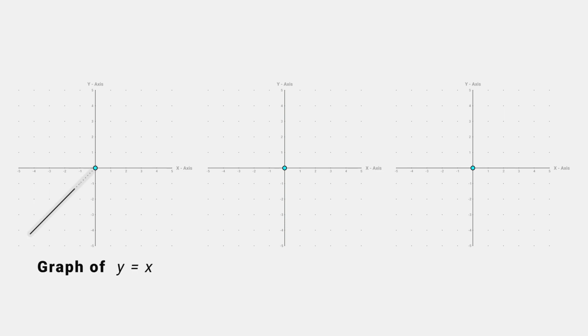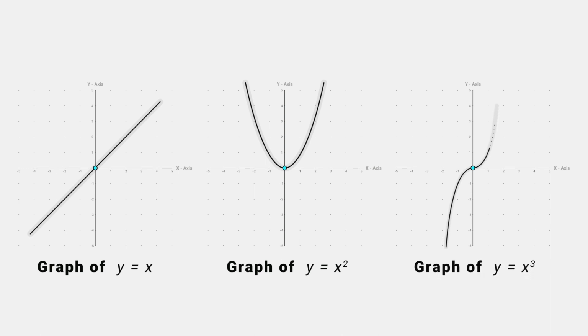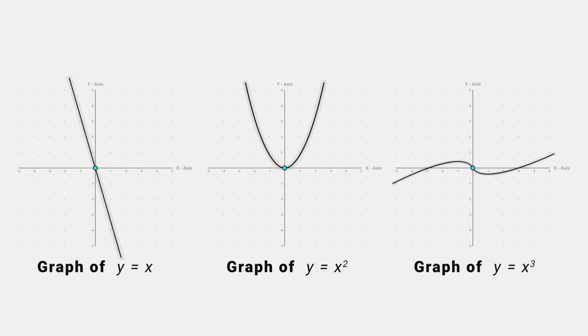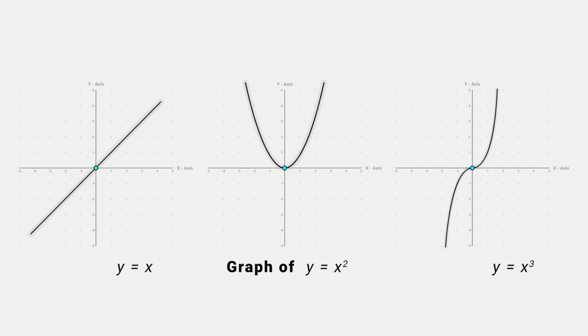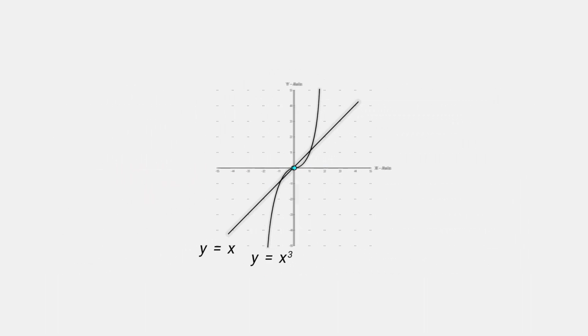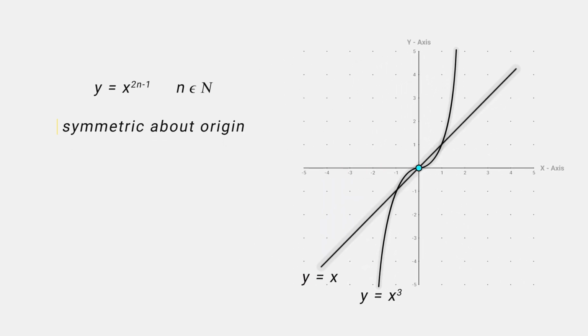Now, the graph of x is this, and the graph of x square is this, and x cube is this. You can see the graph of x and x cube are symmetrical about opposite quadrant, and the graph of x square is symmetrical about y-axis. So when the power of x is odd, then our graph is symmetrical about origin or opposite quadrant. Also, the graph of x is below the graph of x cube in interval 1 to infinity, above in 0 to 1, below in minus 1 to 0, and above in minus infinity to minus 1.